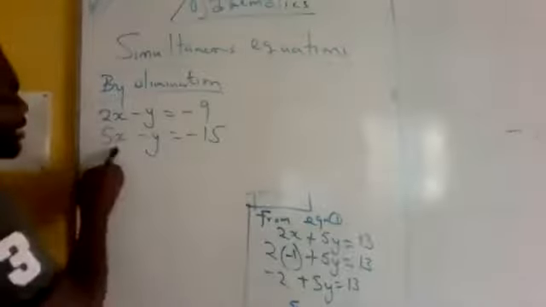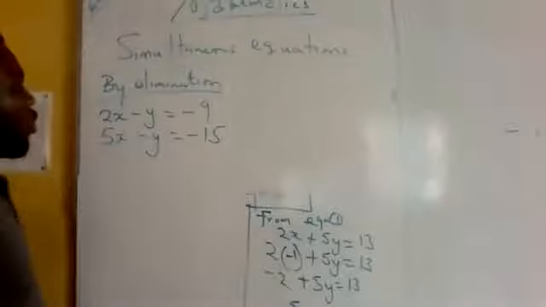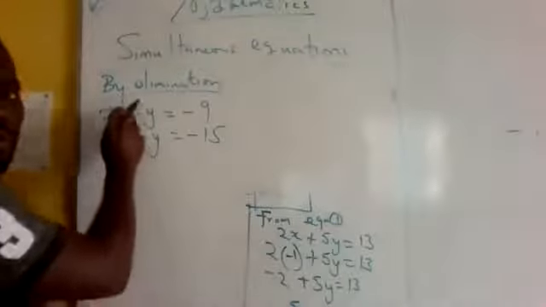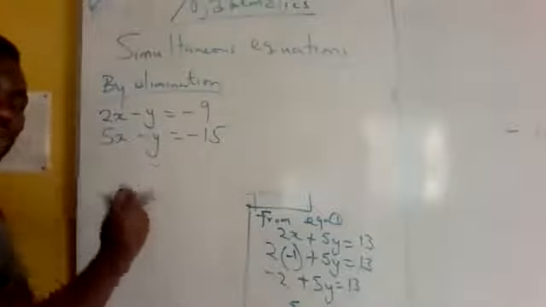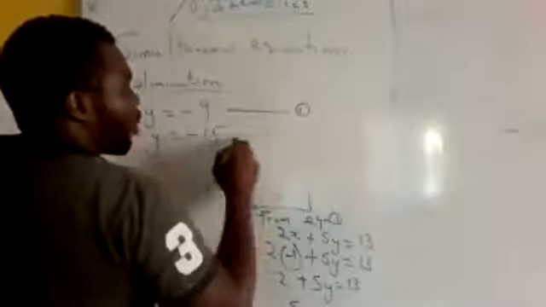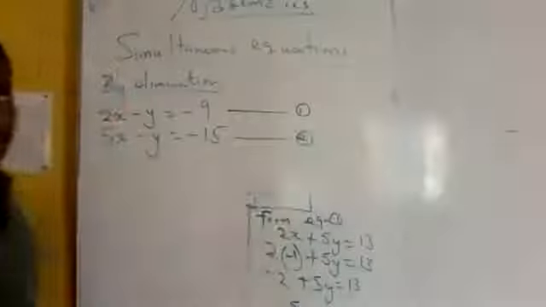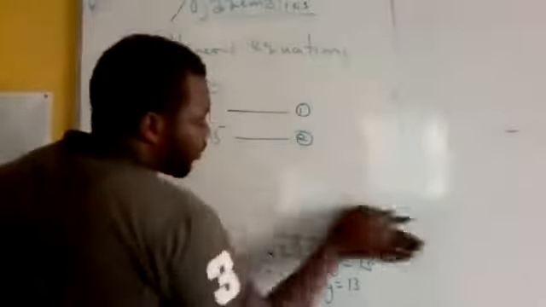This is x. This is y. This is the constant. Now, what's the coefficient that is with y? 1. What's the coefficient that is with y in this place too? 1. So they are similar. They are the same. Are you following me? So we'll call this equation 1. We'll call this equation 2.